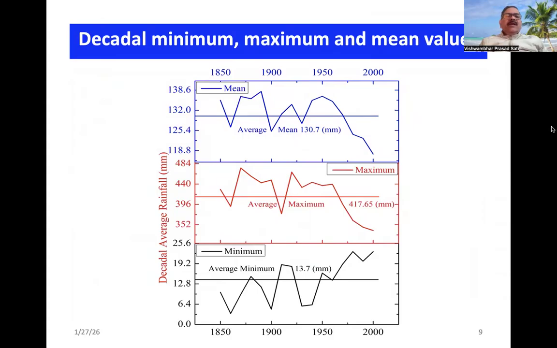We have also analyzed the decadal minimum, maximum, and mean value of the rain, and we found that the mean value is decreasing, and the maximum value is also decreasing. On the other hand, the minimum value is increasing. So that is the trend of the rainfall variability and changes.